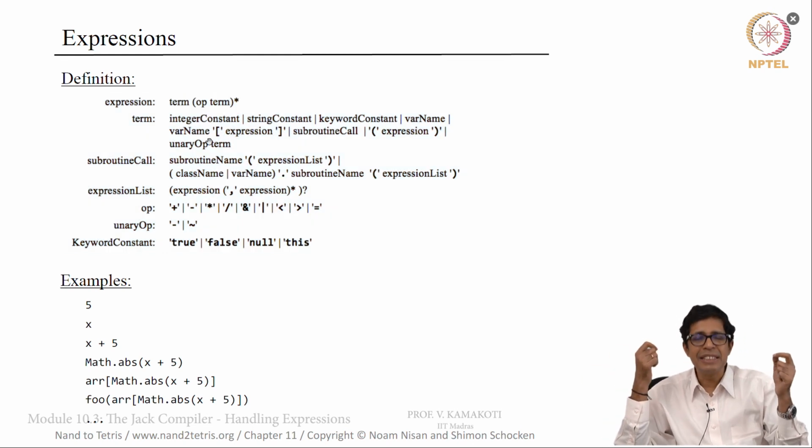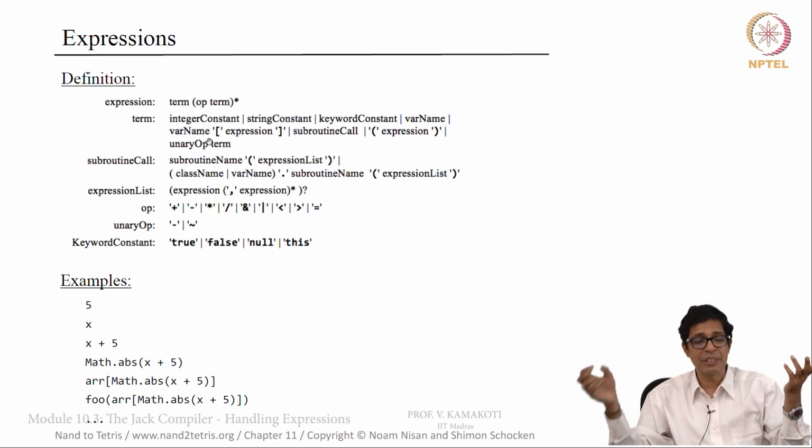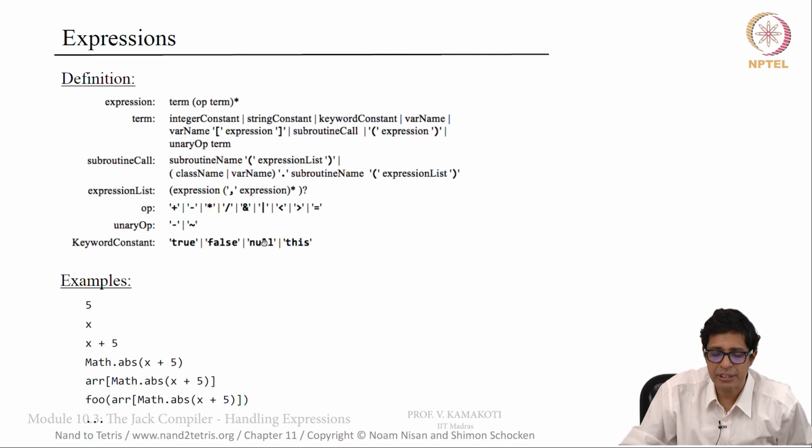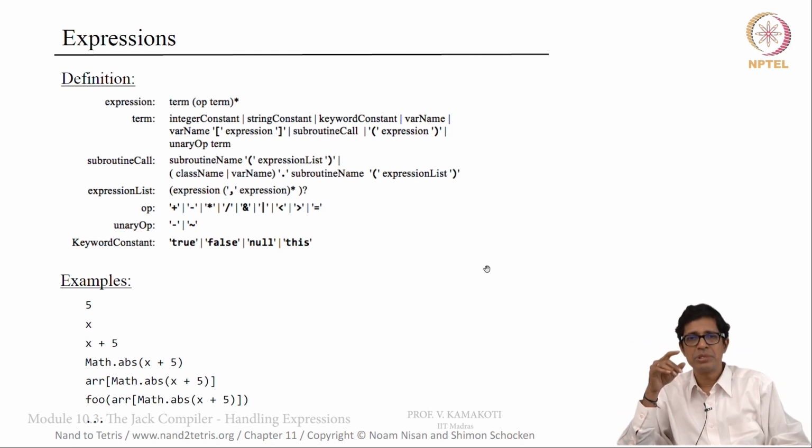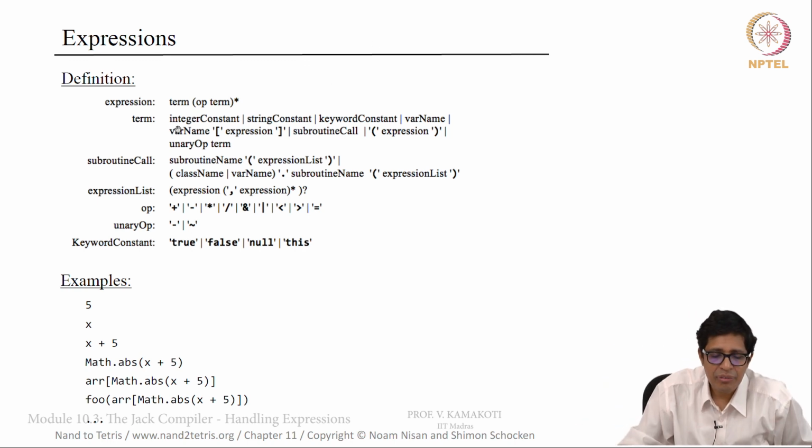And what is a term? A term can be just an integer constant like 150, 200. It can be a string constant like double quote something. It can be a keyword constant. What are all the keyword constants? It can be true, false, null, or this. It can be just an identifier. In c equal to i plus j, i is a term. It can be an array expression, a of 10, a followed by some expression.